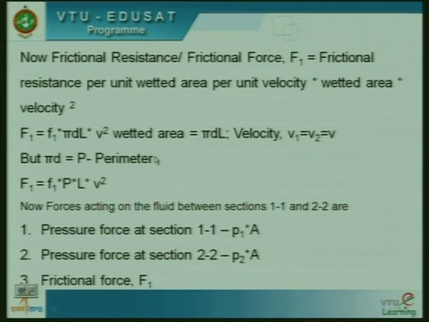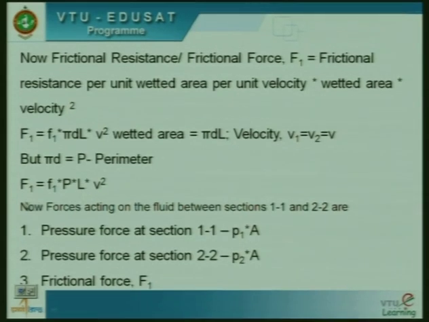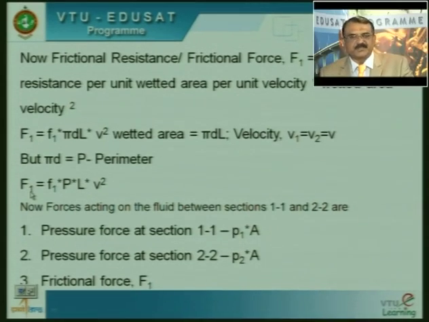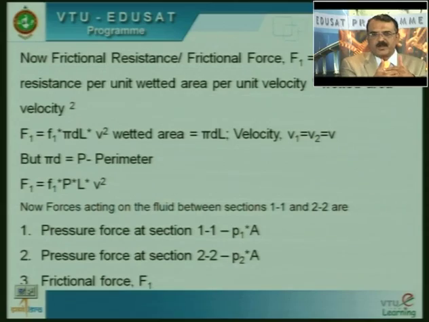Now, look at this. Therefore, F1 is equal to small f1, with pi d replaced by the perimeter p, and L and v square as they are. Therefore, the frictional force is equal to f1 p L v square. So, you have a control volume. At section 1 you have the pressure force, at section 2 you have the pressure force. In addition to these pressure forces at both ends of the control volume, you have a frictional force opposite to the direction of flow. That is what I mentioned in the next couple of steps.